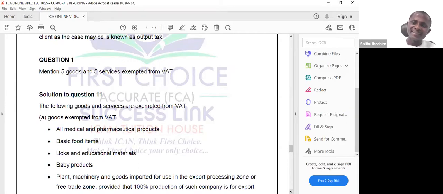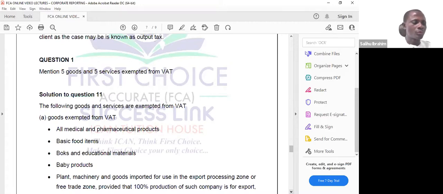2, basic food items. What are basic food items? Food items that are considered to be essential to the populace, that are mostly consumed by the majority of the populace, is basic food item. Or we can also put it as food that is in the raw form. Food in the raw form are basic food items. Examples are rice, beans, yam, gari, etc.